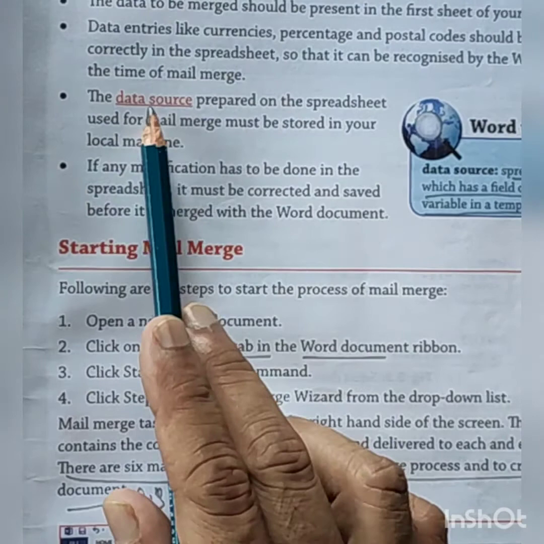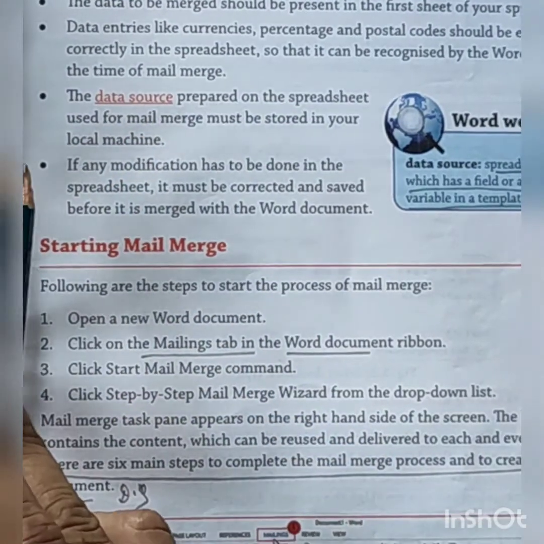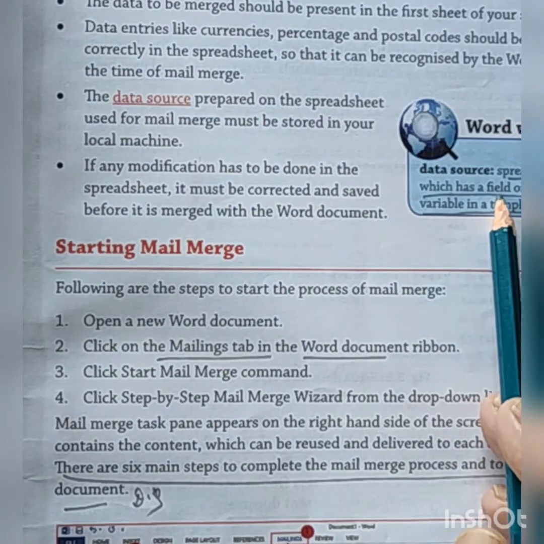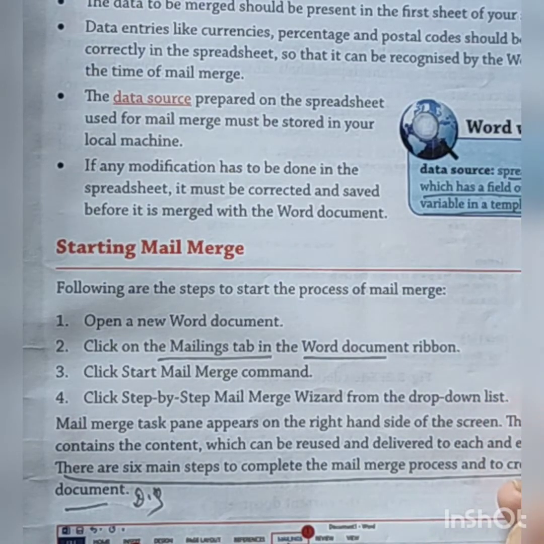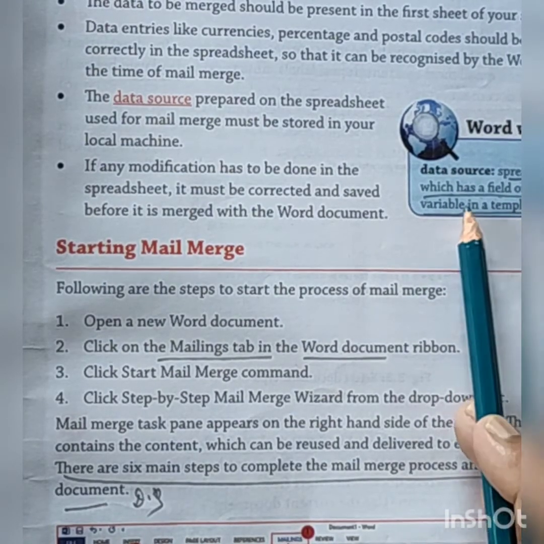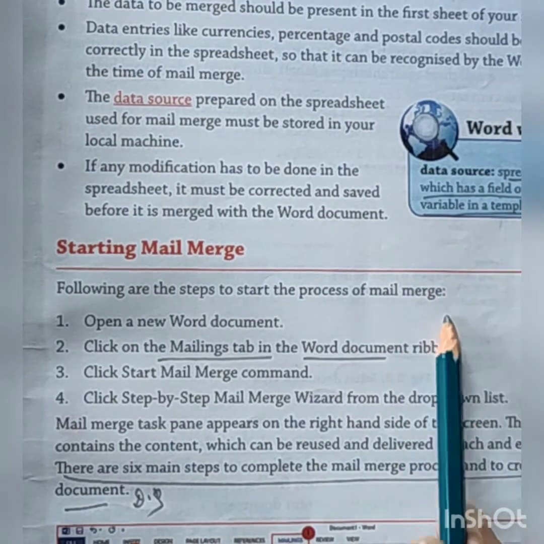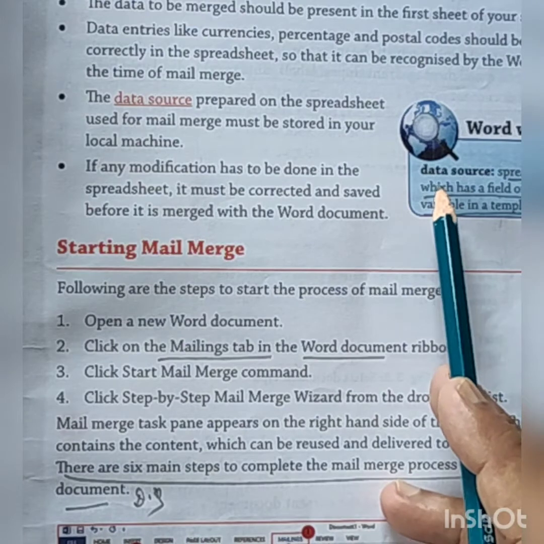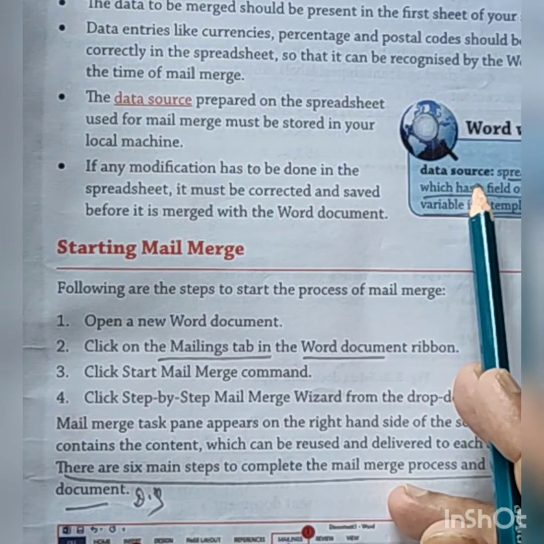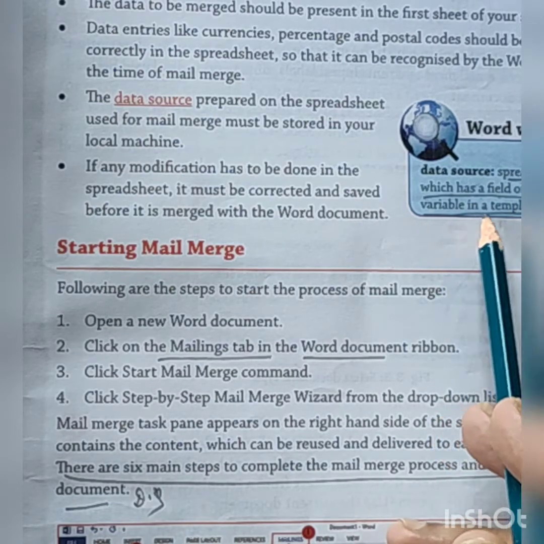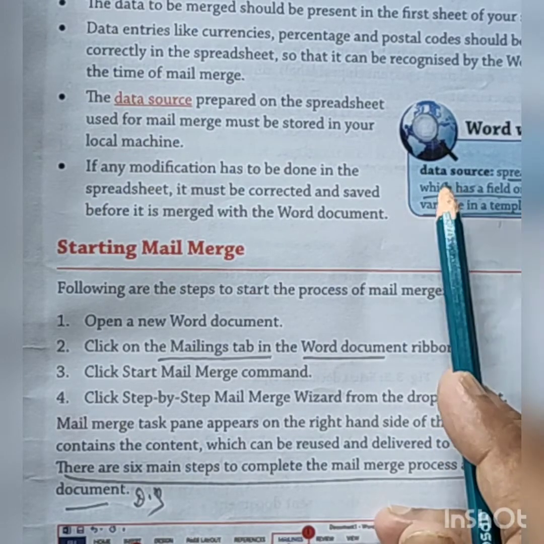Next one is a very important term, data source. What is it? A data source means a spreadsheet or database which has a field or column for each variable in a template. This concept will become clearer in higher classes. For the time being, remember that a spreadsheet or database which has a field or column for each variable in a template is called a data source.